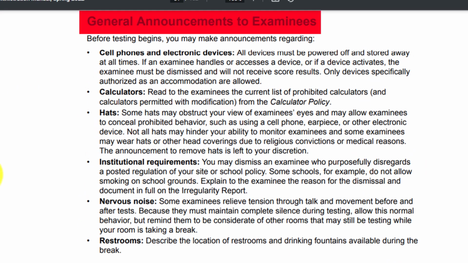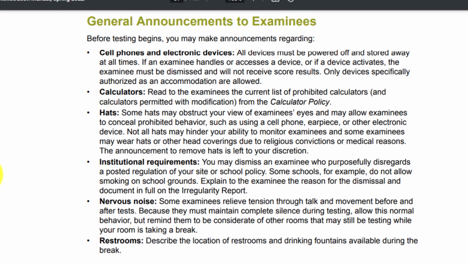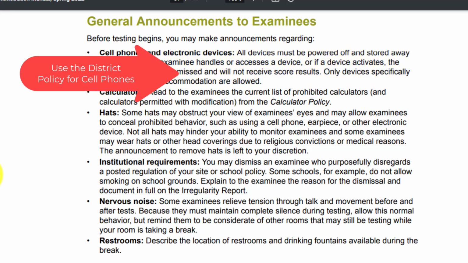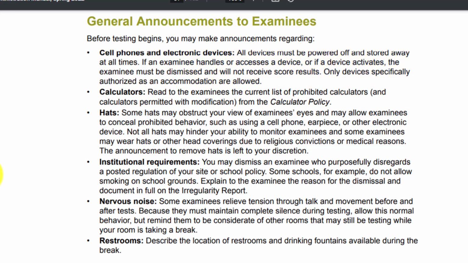All right, general announcements to examinees. Before testing begins, you may make announcements regarding cell phones and electronic devices. So remember, our district has a more restrictive policy on cell phones and restricted devices. All right, so make sure you are using our policy.